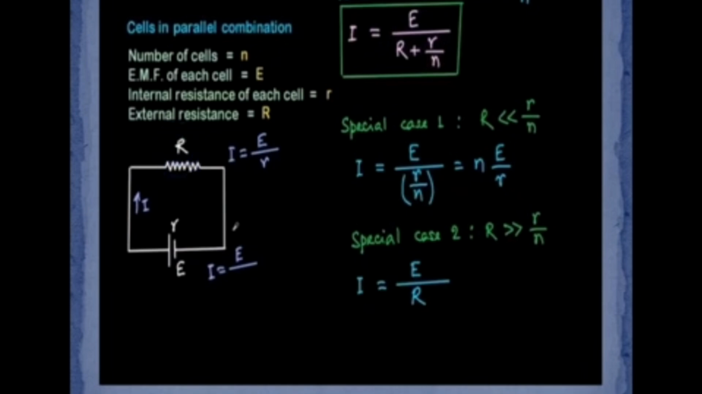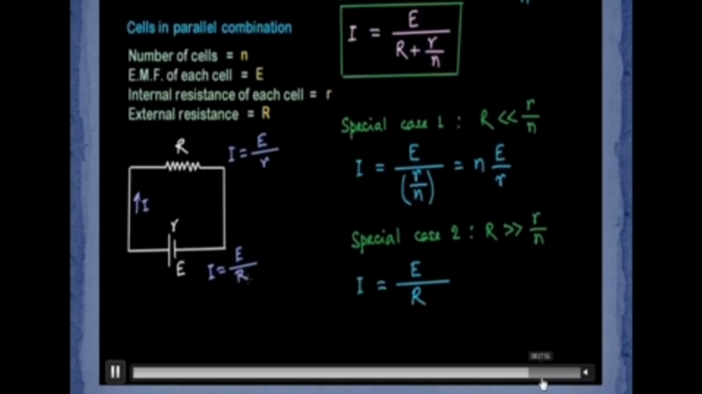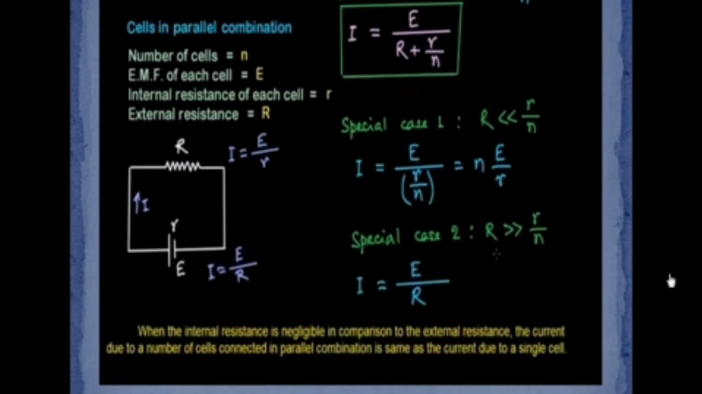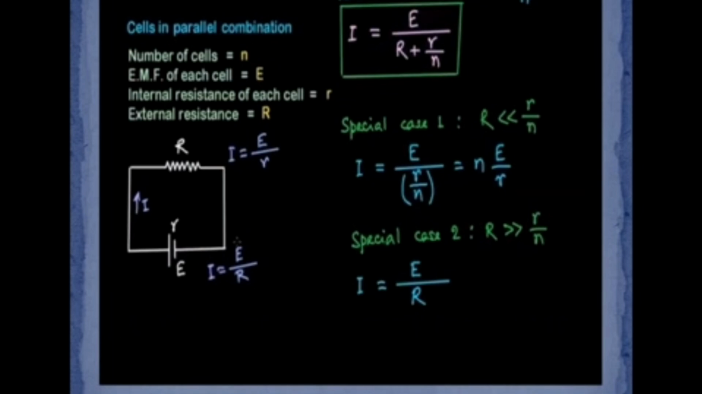Okay, so this is called cells connected in parallel, and these are the two special cases. So when the internal resistance is negligible in comparison to the external resistance, the current due to a number of cells connected in parallel combination is the same as the current due to a single cell. So when the internal resistance is negligible, that is, when the external resistance is very much greater, that is the special condition for the second one.